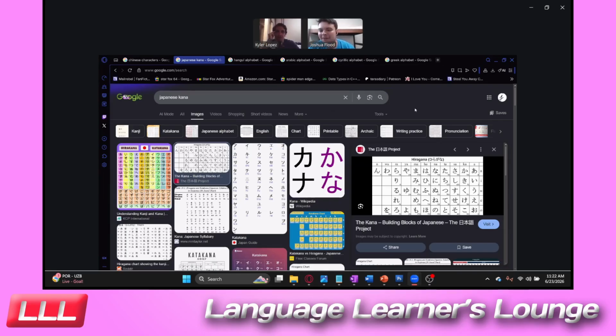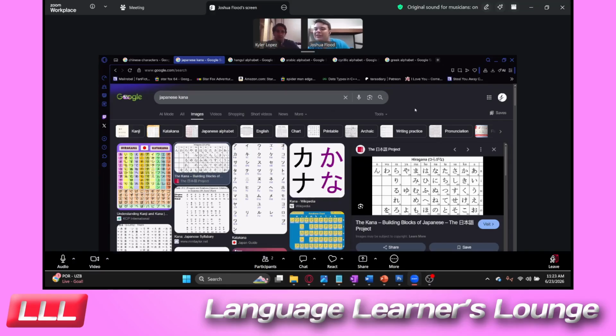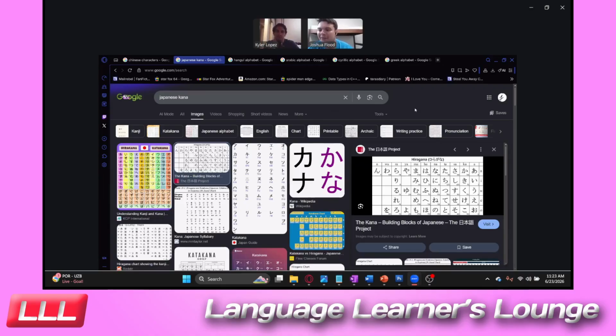I also see katakana used for names. Unless the name is originally Japanese or from another Asian language, in which case it might be written in kanji, maybe a couple of times in hiragana. But if it's a name from another country, it will typically be in katakana.